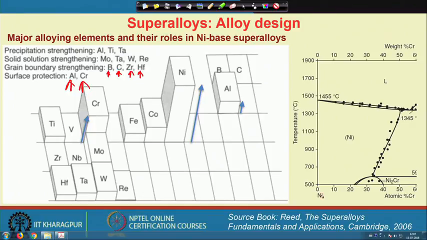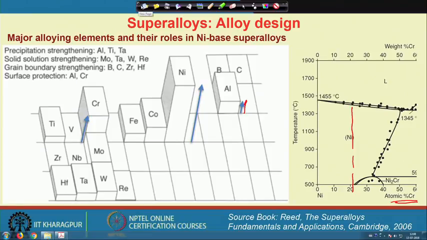So, now you understand that in nickel, where the majority is the base element, chromium is added for the purpose of surface protection, and we can go up to, let us say, 20%. This will provide protection up to 1000 degrees centigrade, which is very good, because of the chromia formation. So, this is the nickel chromium purpose, and these are the directions shown in terms of the percentage of the element that has been added.